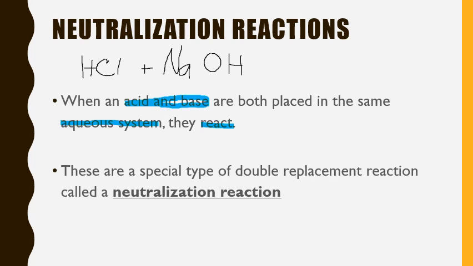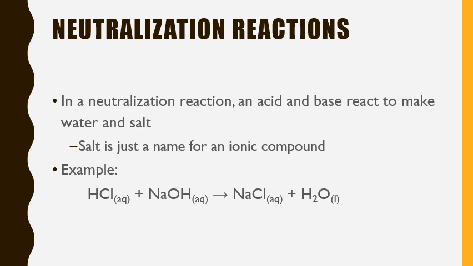When we do that, we're going to get a special type of reaction. And this special type of reaction is called a neutralization reaction. And it's a neutralization because one of the products that we get is going to be neutral. When we say neutral, we mean it has a pH that is equal to 7. So that's what we're going to get. You can probably predict what that product's going to be already.